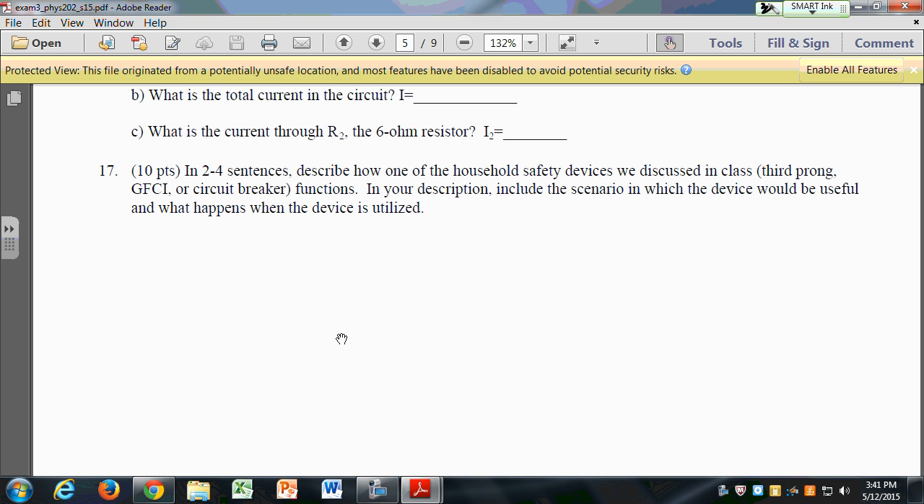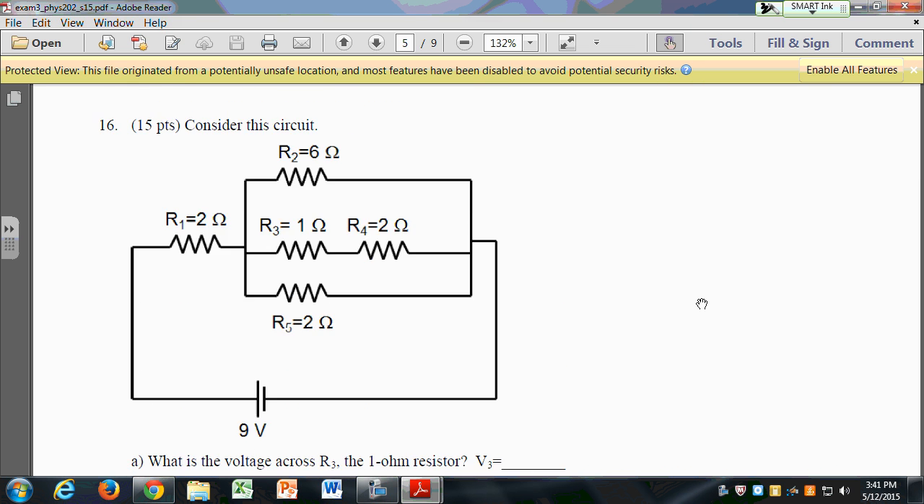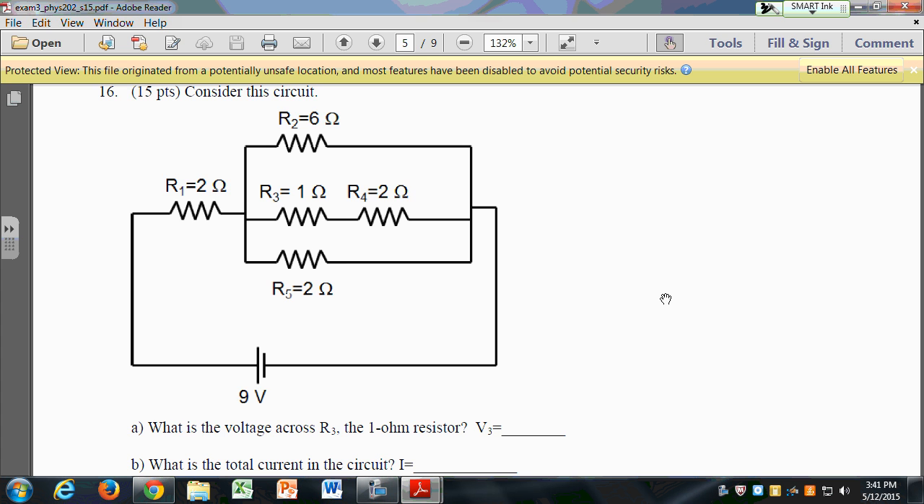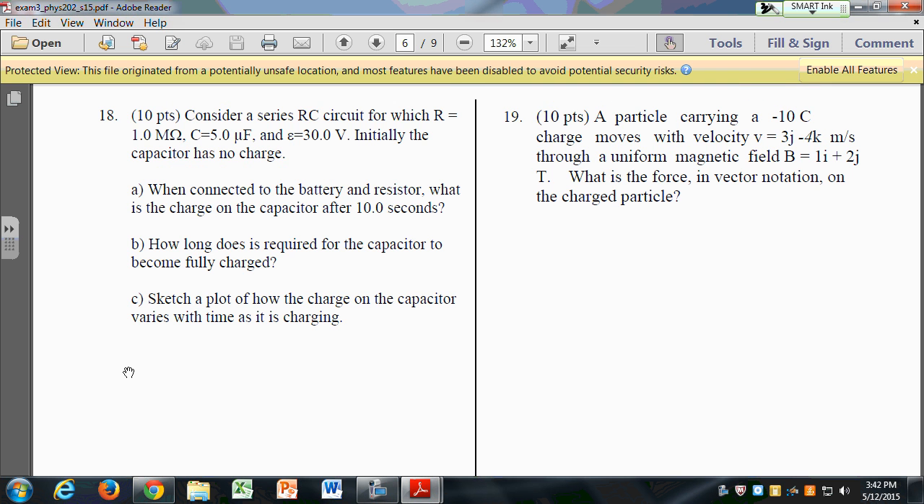Okay, so we had 3 household devices. We had the third prong, our grounded outlet. I always call it a third prong, but it's a grounded outlet. Couple major ideas. For some reason your number system is off. The one after, this one right here? That's the one that's 17 on our test. Oh, I'm sorry. I guess you had one fewer or whatever. I don't know what happened.